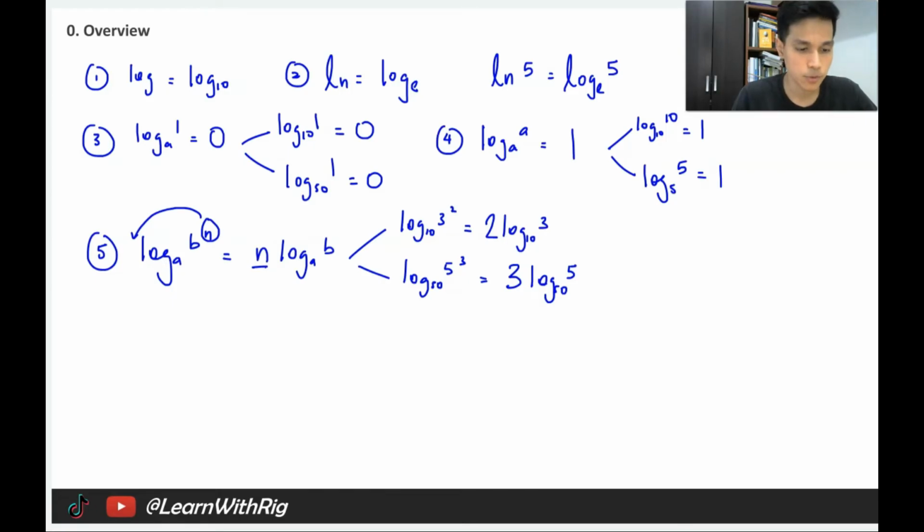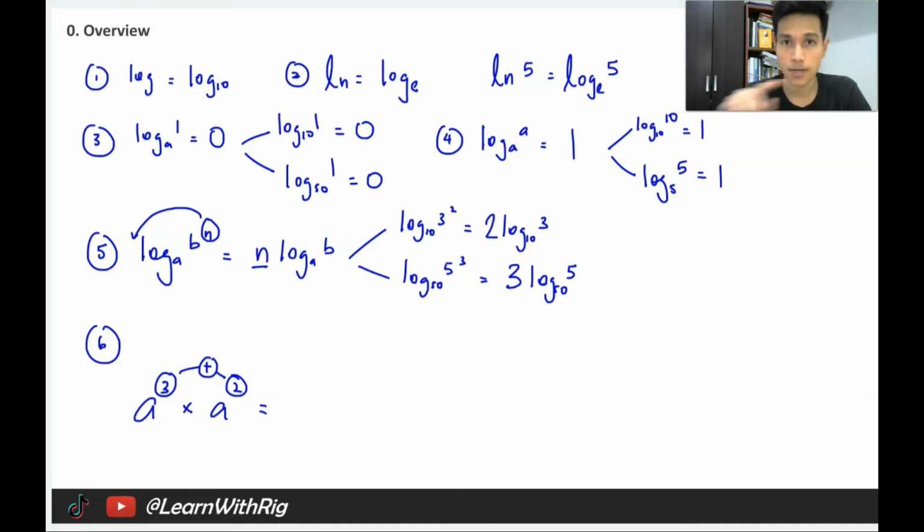The next one you have to know is this. Now you have learned indices, correct? The first subtopic, indices. We know that for example a cubed times a squared, whenever you see two indices multiplied together, what do you do with the power? You add them up, correct? Whenever it's multiply, you add them up. Whenever it's divide, you minus the power, correct? But in logarithm, it's the opposite.